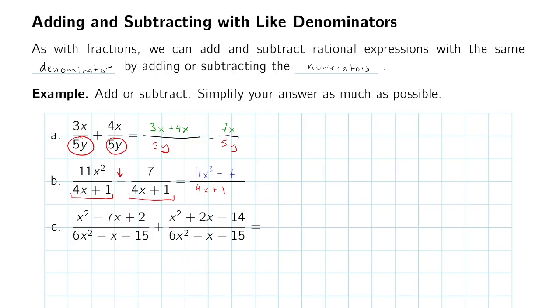Can I simplify that at all? Well, 11x squared minus 7, if I was going to factor that, it would have to be a special form. But 11 and 7 are not perfect squares, not perfect cubes. I cannot factor that numerator, so that's it. I can't simplify that.